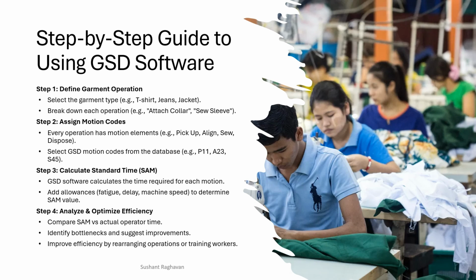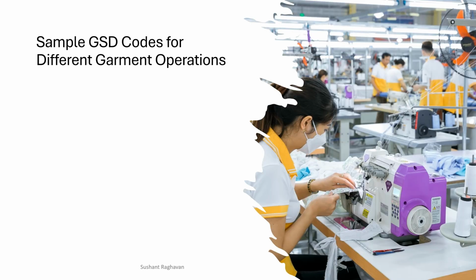Step 4. Analyze and optimize efficiency. Compare SAM versus actual operator time. Identify bottlenecks and suggest improvements. Improve efficiency by rearranging operations or training workers.